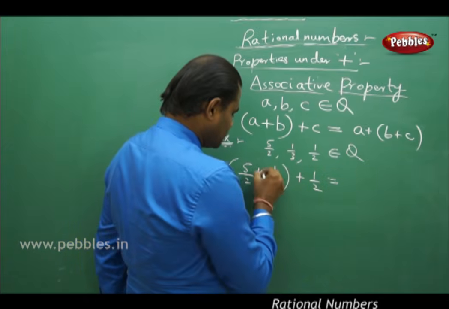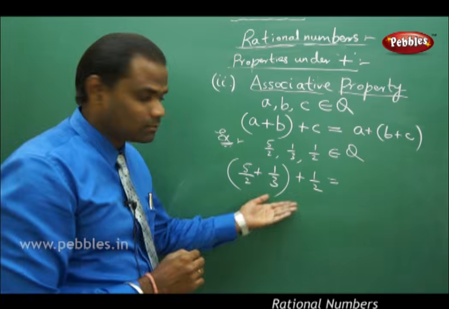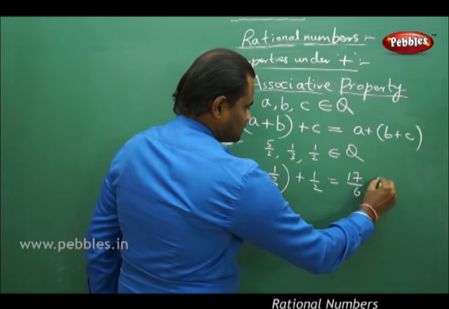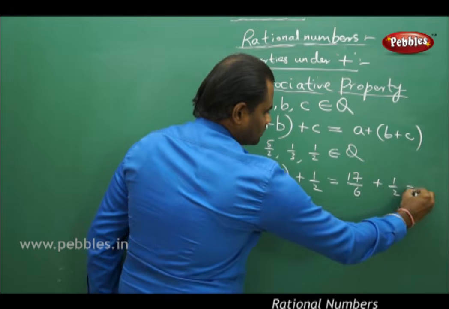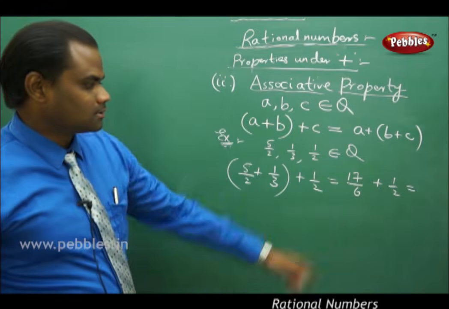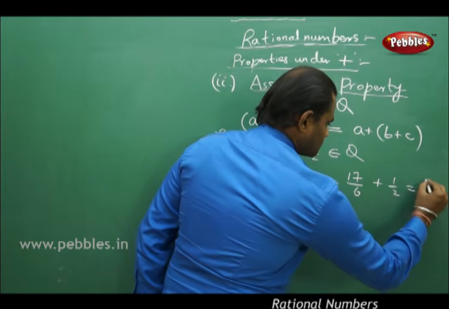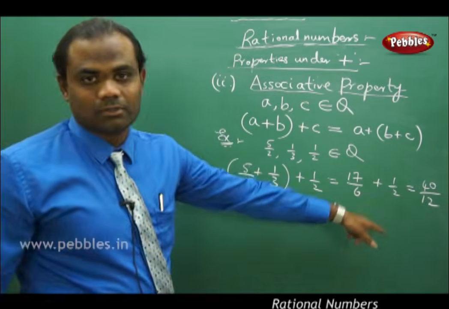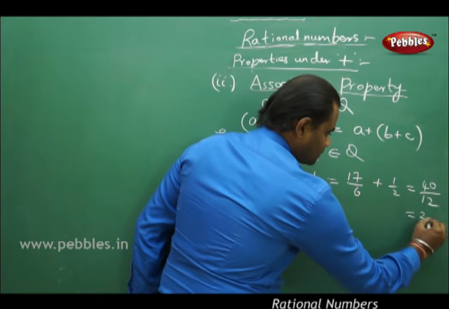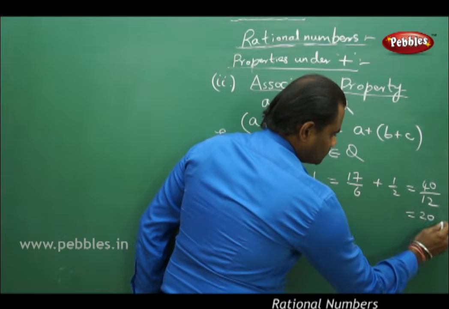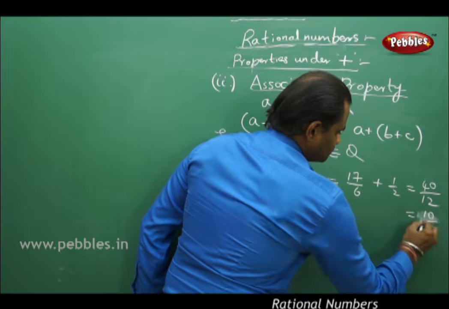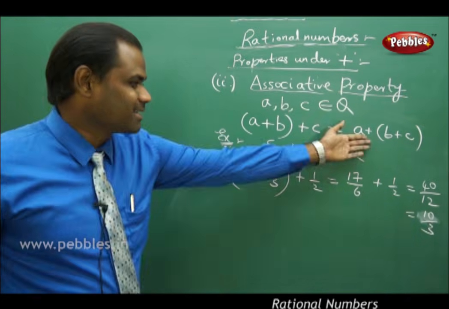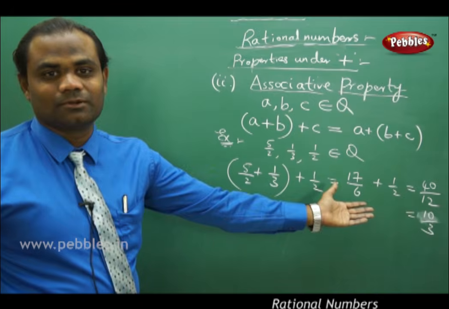So this would be nothing but the LCM of 5 by 2 plus 1 by 3 would be 15 plus 2, 17 by 6, and this would be plus 1 by 2. On simplification it gives 34 plus 6, 40 by 12. So that is a rational number which you can further simplify to give 10 by 3. Let me take the right hand side and see if you get the same value, 10 by 3.